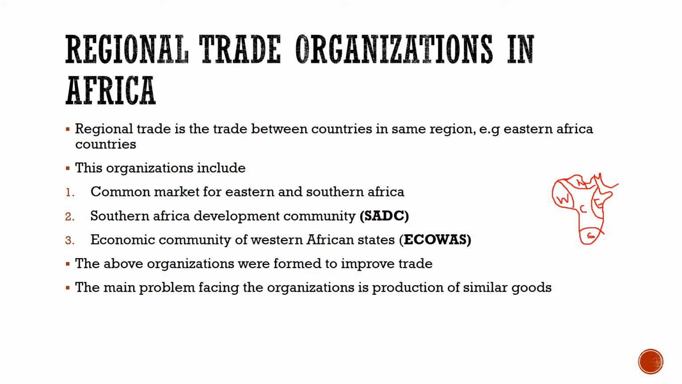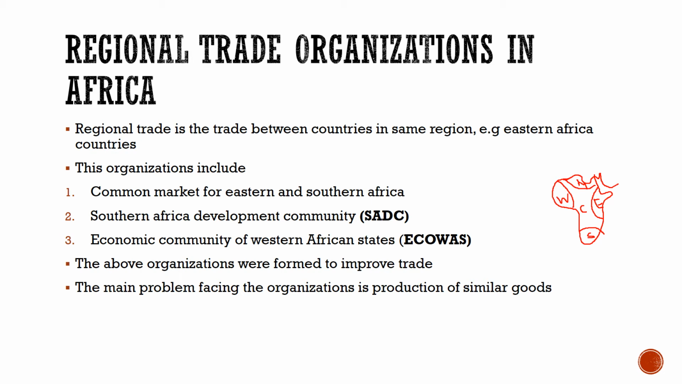Eastern Africa countries have trade between Kenya and Uganda, Uganda and Somalia, Somalia and Ethiopia, Ethiopia and Rwanda, Rwanda and Burundi, Burundi and Tanzania. Such trade is what we call regional trade. Trade between countries which are found in the same geographical area.